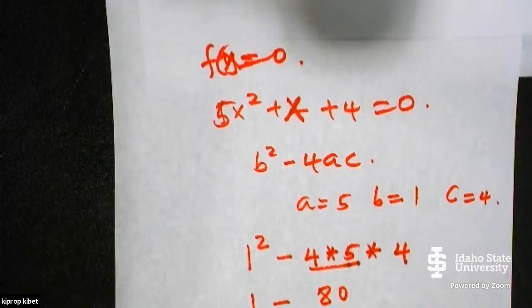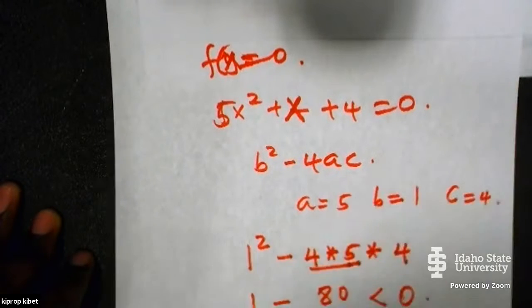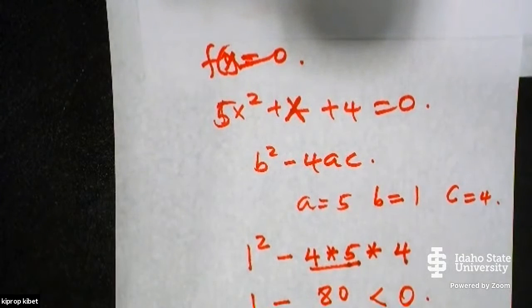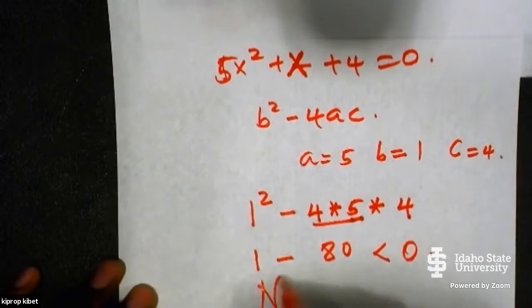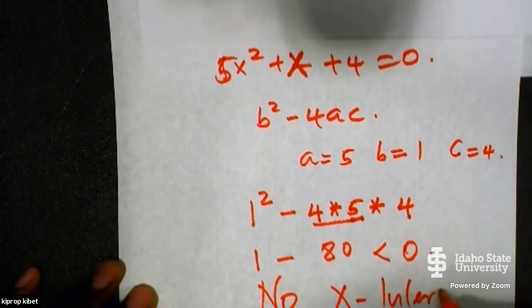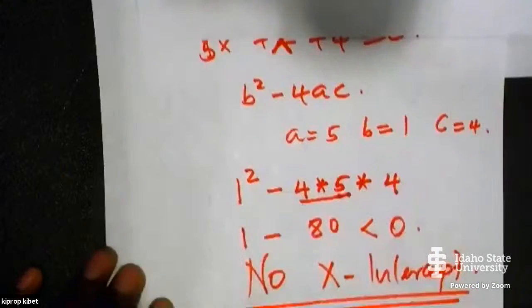So what are you getting? Is it a negative, right? So this is a negative. So this is less than 0. Therefore, since the value of the discriminant is negative, then there is no real solution to that equation. So there is no x-intercept. There are no x-intercepts.